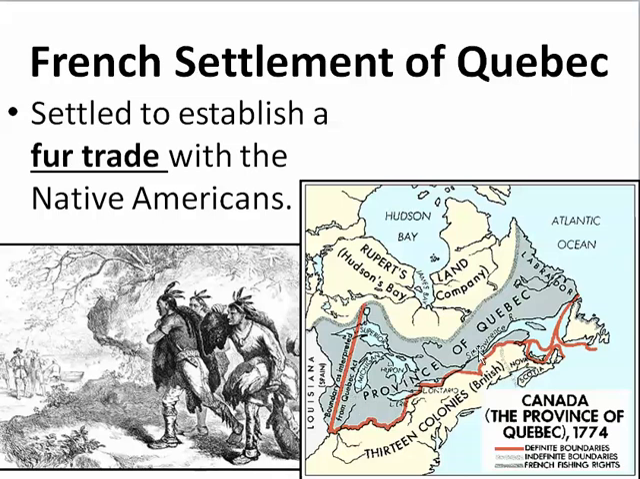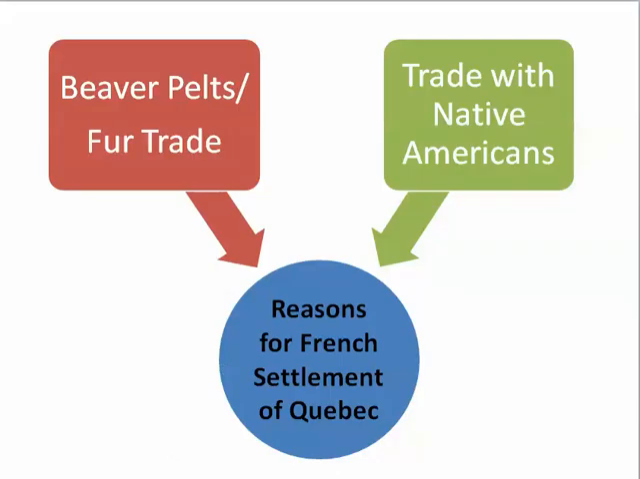So we look here, here's the province of Quebec, and there is Quebec here, province of Quebec. On the St. Lawrence River you can find the location of Quebec. And here's the picture of the French in Quebec trading with Native Americans. Okay, so the reasons the French settled Quebec were beaver pelts, and the fur trade was the most predominant reason. That's what you need to know for the EOCT.